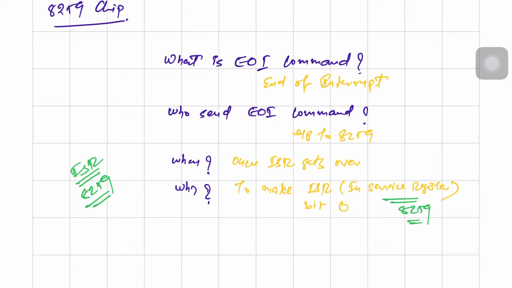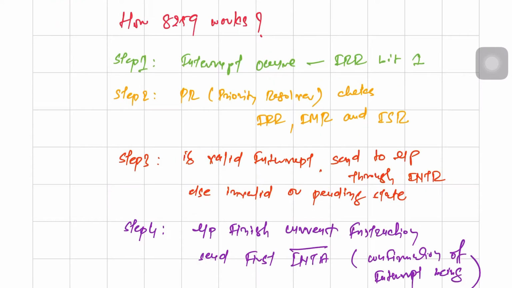So to let your 8259 know that the current interrupt which was served is now over, you need to send a command, and that command is the end of interrupt command. I hope you get it. So let's discuss how the 8259 works.